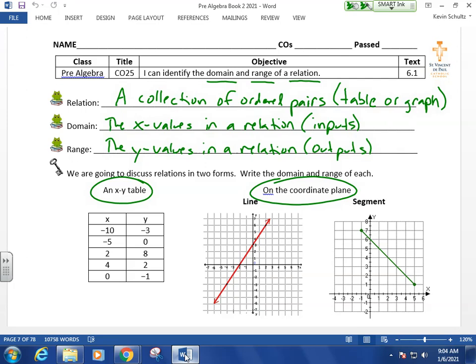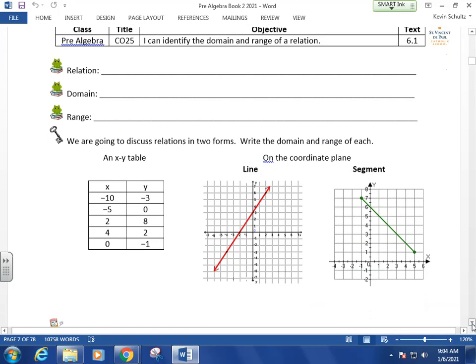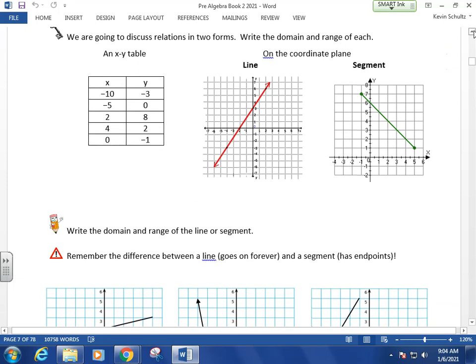So let's look at how to identify the domain and the range of a given relation, both as an XY table and on the coordinate plane. So I'm going to clear this ink. We're going to scroll on down the page here. All right, and we're going to start with a function table. And so a function table or an XY table, if the domain, as we defined it above, are simply the X values of the relation, the nice thing about a function table is that those inputs, those X values, are just listed for you. If I ask you, what is the domain? I'm asking you, what are the X values in the table? Your answer is just going to read them straight on down.